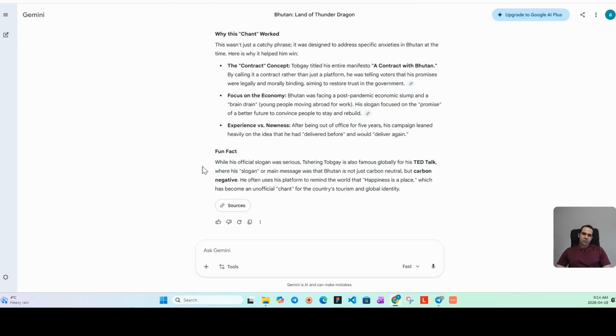Okay. So let's focus on this part. Bhutan was facing a post-pandemic economic slump and a brain drain. Young people moving abroad for work in Bhutan.